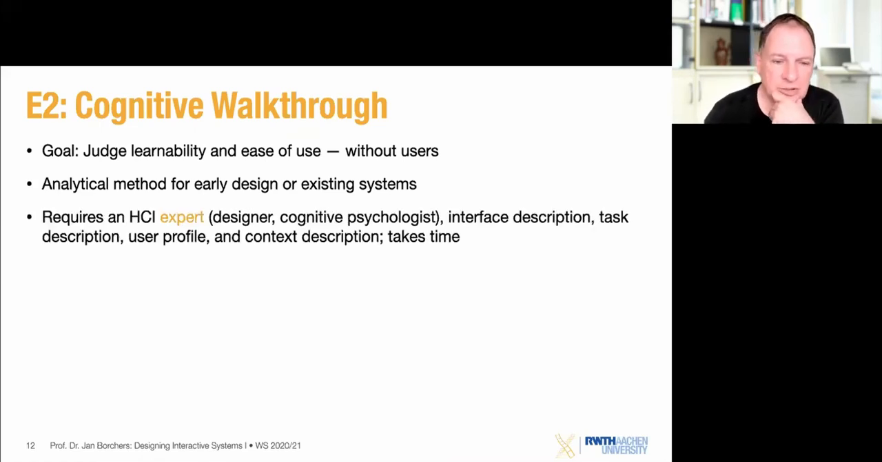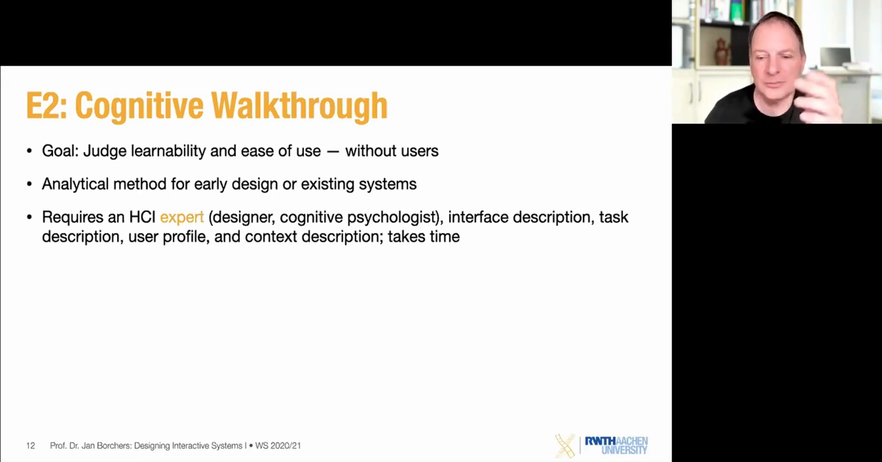So you need the expert, who is like a designer, cognitive psychologist, somebody who took this class here. You need a description of the UI. You need a description of the task. You need a description of who the user is, and you need a description of the context. Description of the user means like, what is the user likely to know or not know? What kind of background knowledge are they going to be able to bring to this? What kind of experience do they have with systems like the one you are about to test?